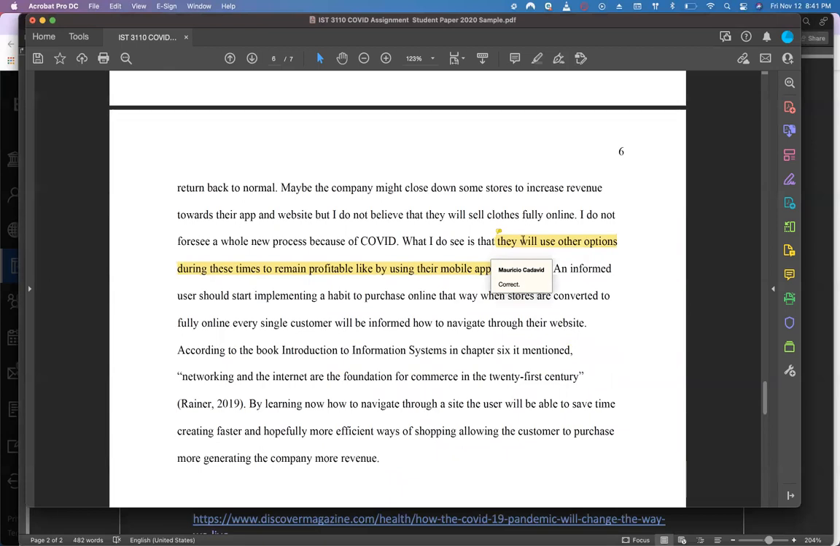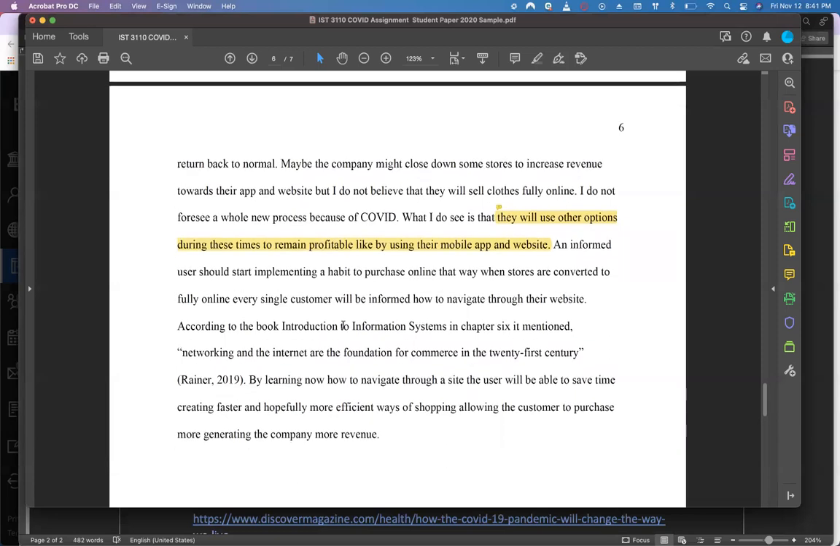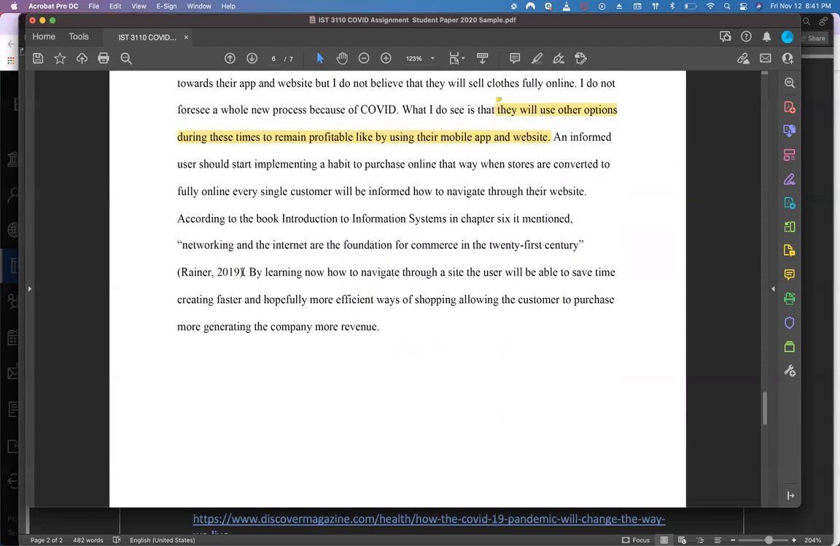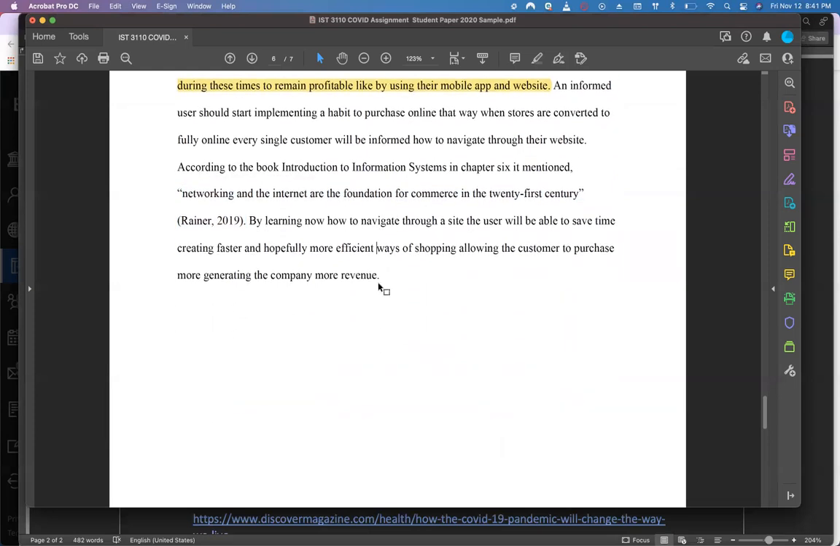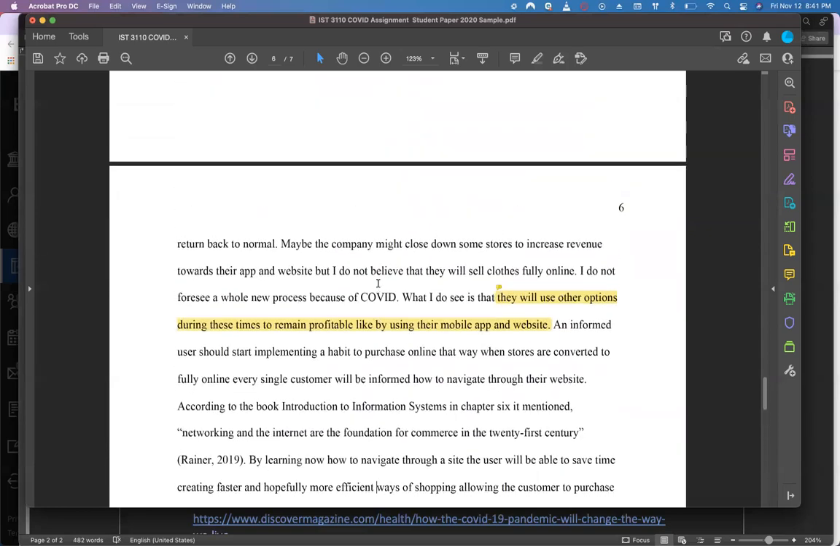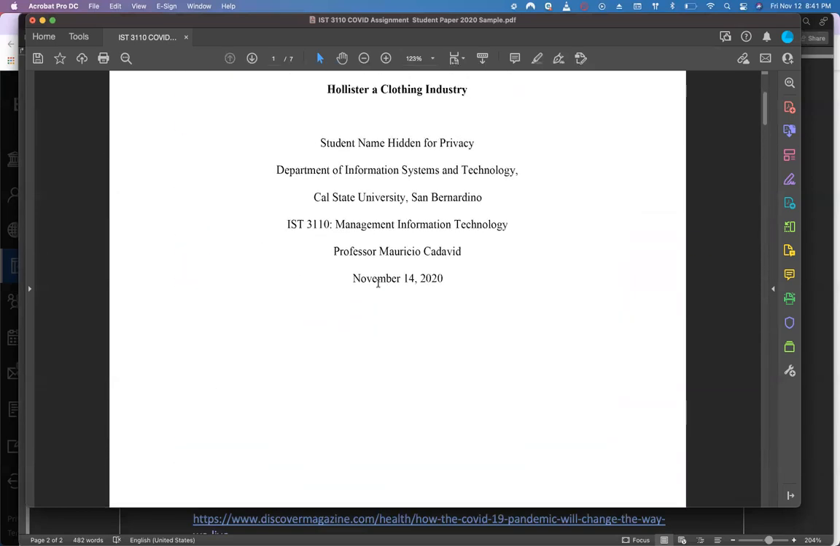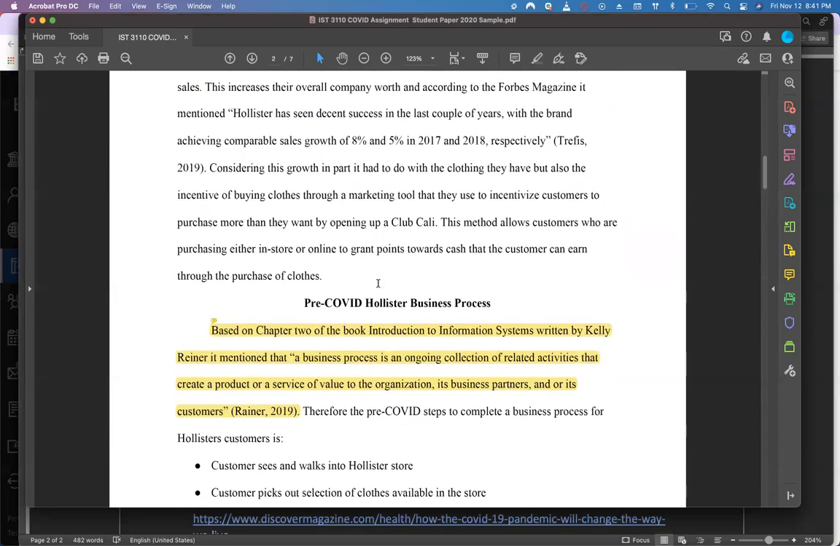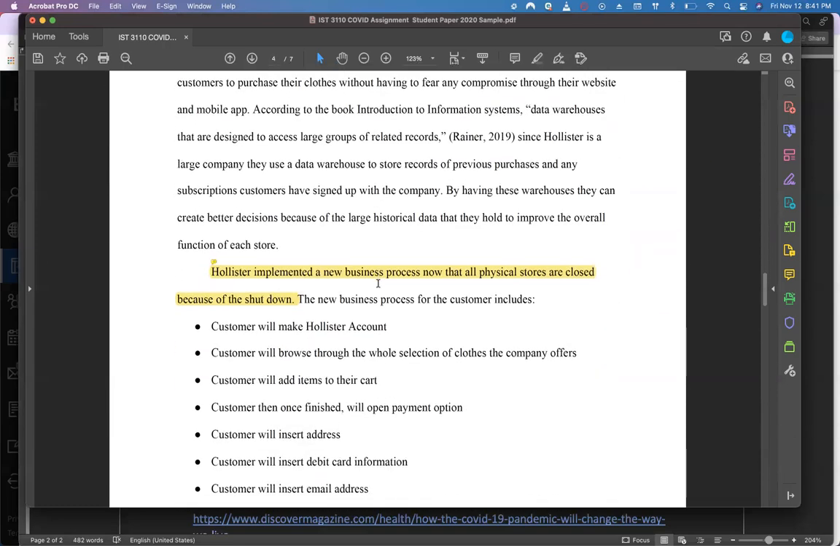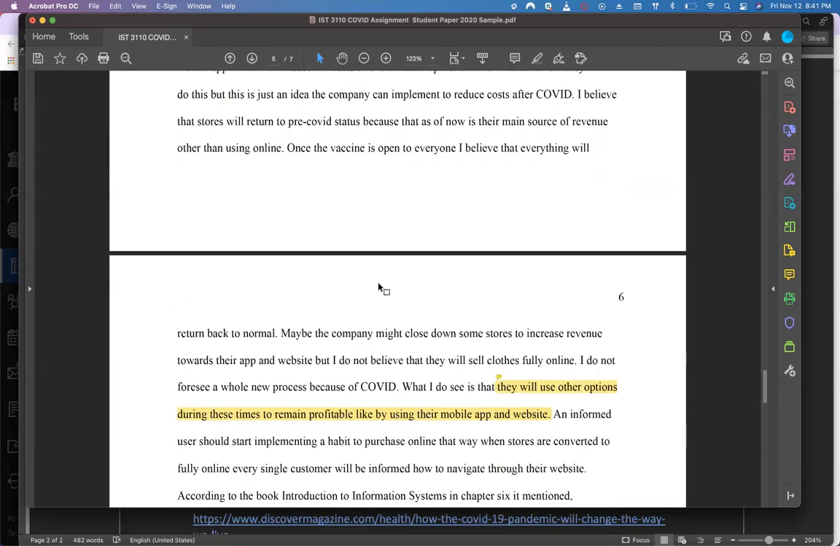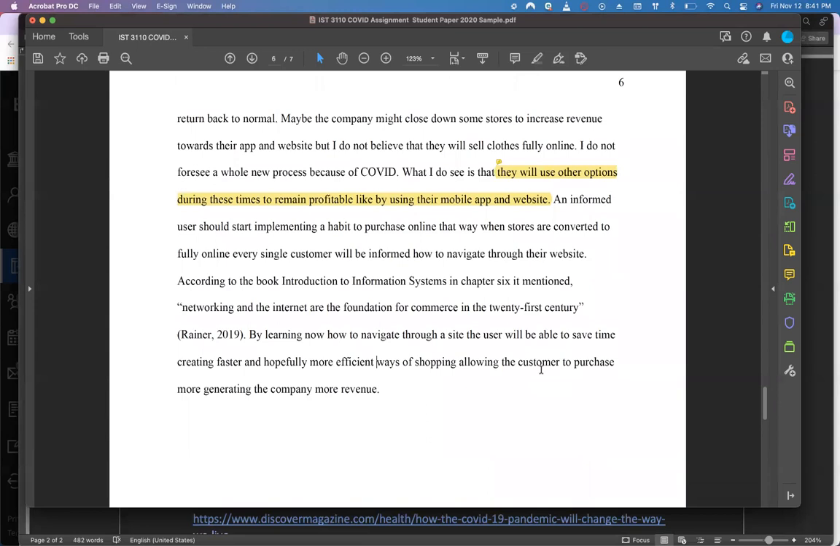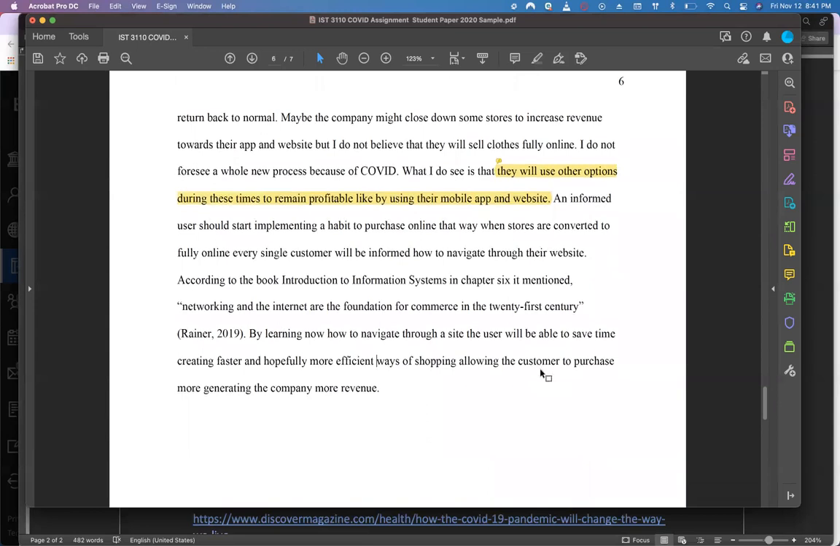And so it says, what I do see is that they will use other options during these times to remain profitable, like using their mobile app and website, and informed users should start implementing them. So this was really well done. Lots of references, here's the networking and internet, and just wonderful. And when you look at it, I know it says 6, but the first page is the title page. So 1, 2, 3, 4, about 4.5 pages, right? 752 words, about 1,000. Well done.